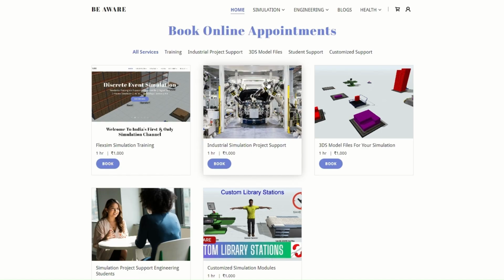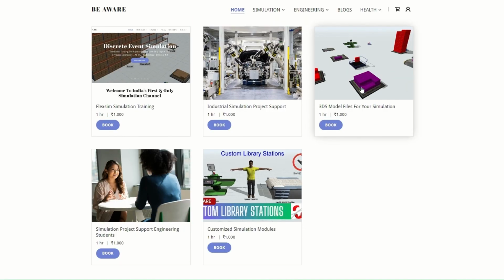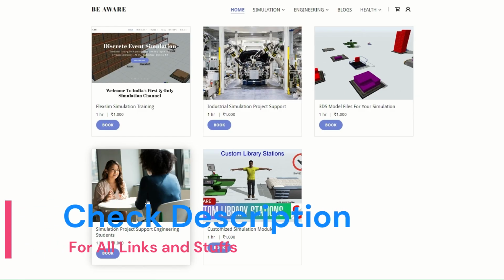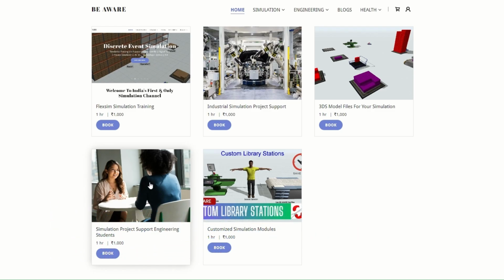We will be discussing that in this. Then if you want support related to creation of 3ds model files which you can import in your simulation for better visualization, we have that in here. You can book the appointments from here. If there are any simulation project support needs for engineering students for their educational projects, then we are there to support you. You can book your appointment from here and we can have thorough, detailed discussions, and then we can take ahead the plan of how it has to be done.